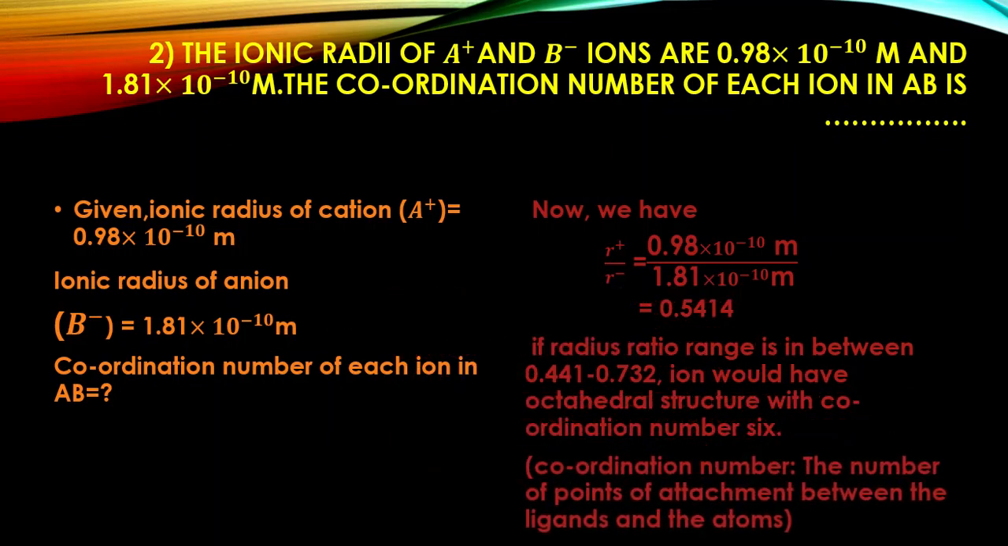Coordination number is the number of points of attachment between the ligands and the atom. When the central atom is bonded by the ligands, this number of ligands attached to the central atom is called the coordination number. So we can easily calculate the coordination number of A plus and B minus ions.